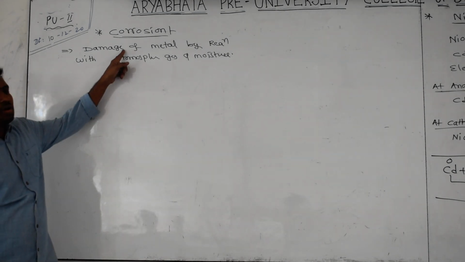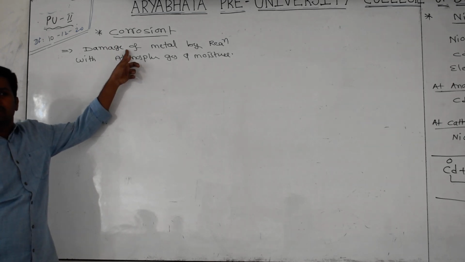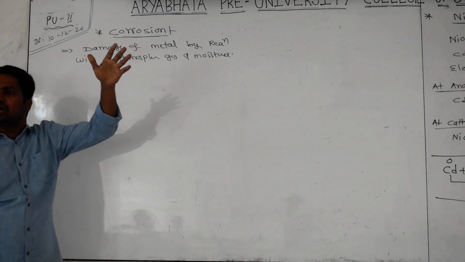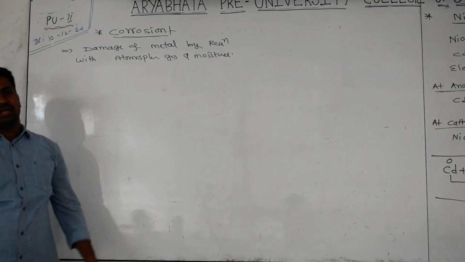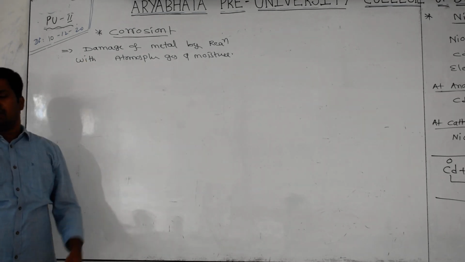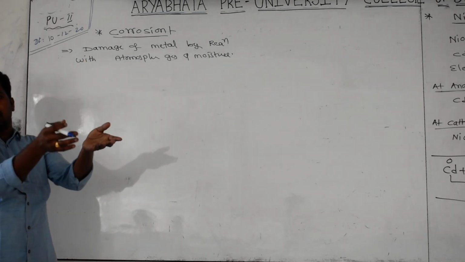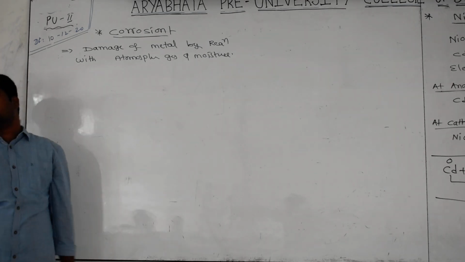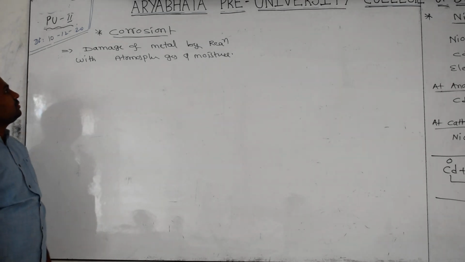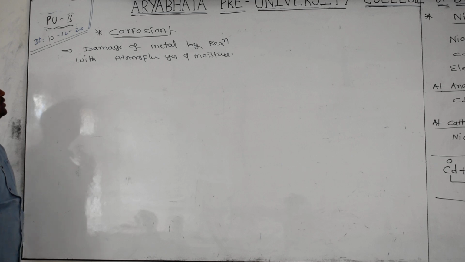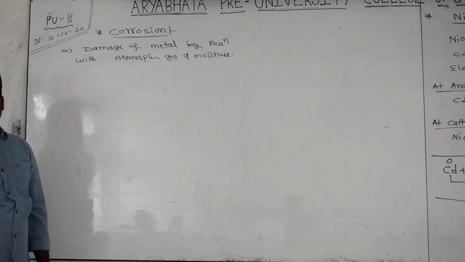So this damage will not stop. Once it has started, it will go on till the end of the metal. It will totally damage the metal. First one layer will be damaged, then the second layer, then the third layer, and the total metal will be gone. So corrosion is the damage of the metal by reaction with atmospheric gases as well as moisture.